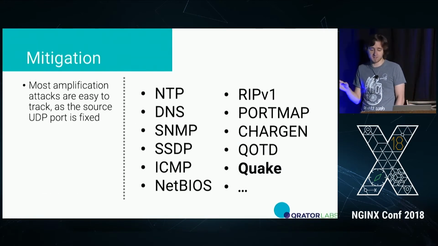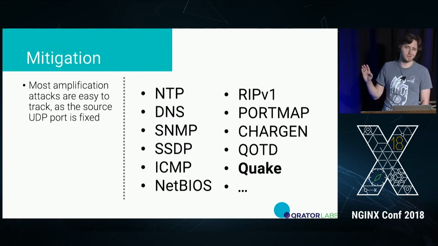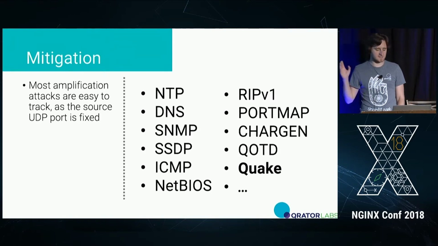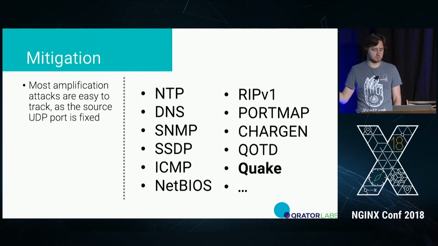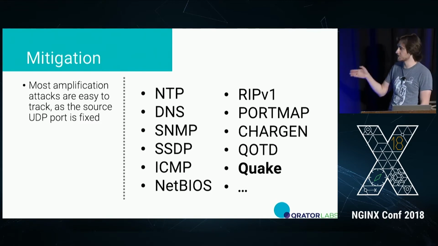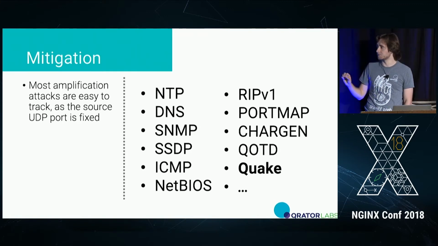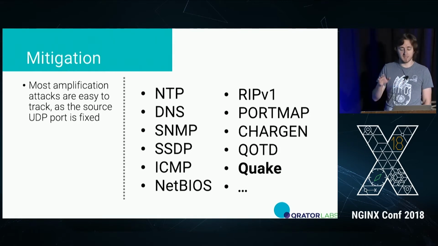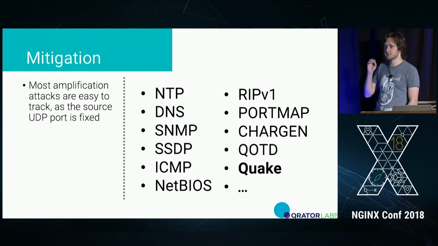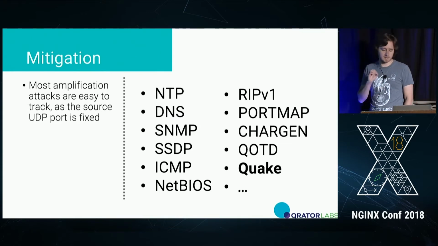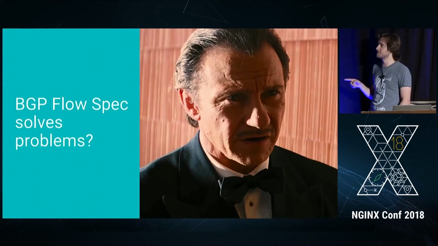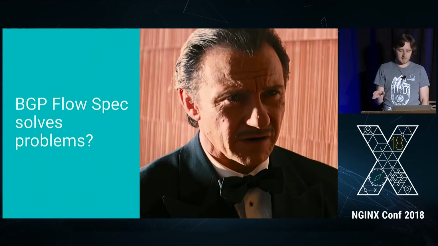Most amplification attacks are easy to fight for an average ISP because the source UDP port is fixed. Basically, it looks like you can just use a simple bit mask to track down and filter packets which come from a typical amplification port, like 123 for NTP. And moreover, there's a mechanism developed by the IETF you can use to actually order that filtering from your upstream connectivity provider. It's called flow specification rules. This is a part of BGP.